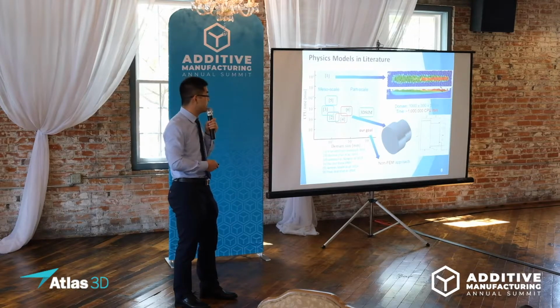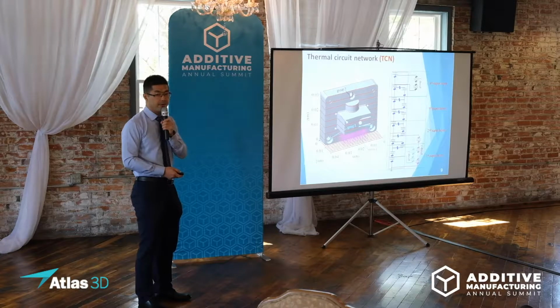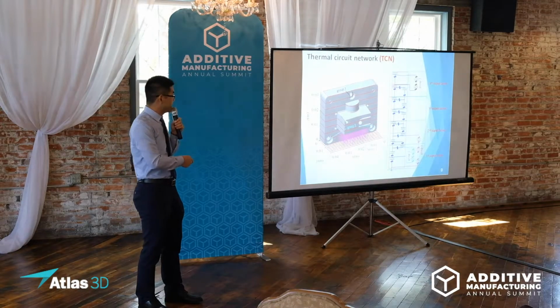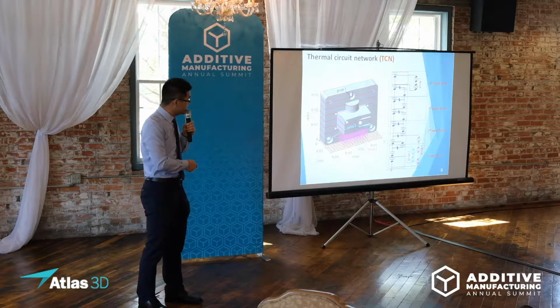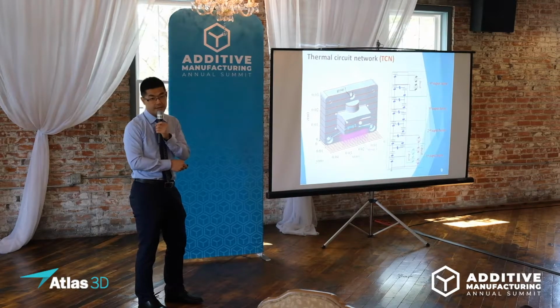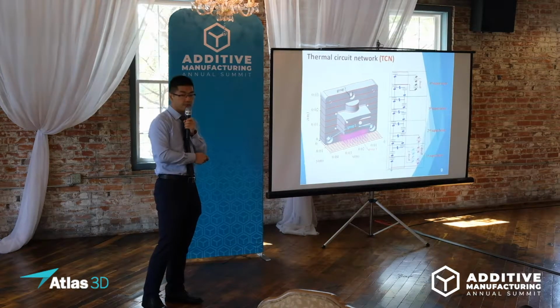We developed a new method. This method is called thermal circuit network method, or TCN. This is the basic idea. You see that there's a part here. We slice it into layers. Here I just slice into 8 layers. But in real application, we may use more layers to get more accurate results.